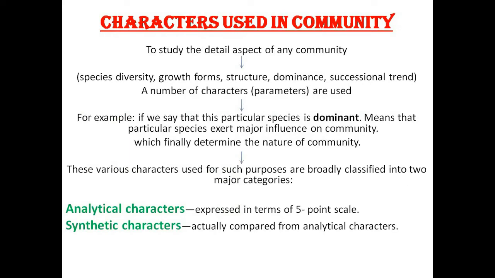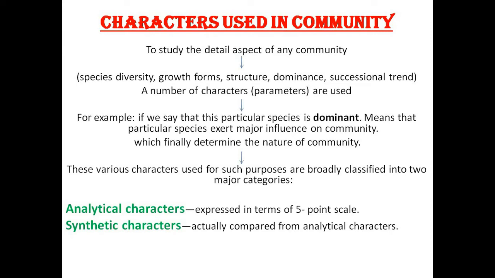What are the different characters used in the community? To study the detailed aspects of any community, like species diversity, growth forms, structure, dominance, and its successional trends, a number of characters are used. For example, if we say that this particular species is dominant, it means that that particular species or plant exerts a major influence on that community, which finally determines the nature of the community. कि उस कम्युनिटी या उस समुदाय का क्या नेचर है, ये डिपेंड करता है कि वहां की डोमिनेंट स्पीशीज कौन सी है. So these various characters used for such purposes are broadly classified into two major categories.